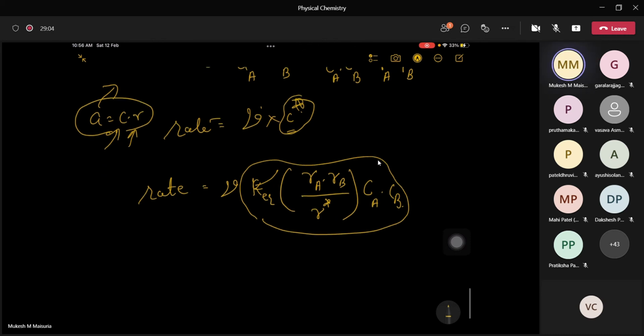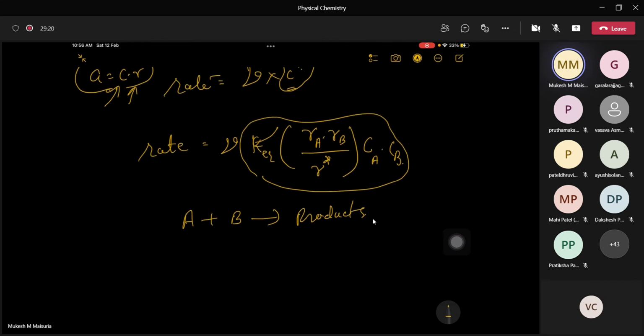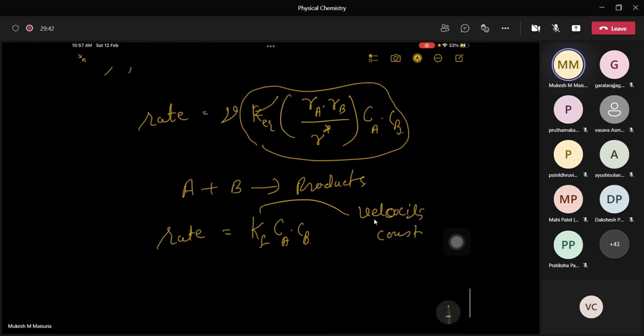Suppose we consider this simple elementary reaction, A plus B, which is converted into products. Consider the elementary reaction A plus B. So in this particular case, the rate is given by the constant into concentration of A, concentration of B. This is nothing but the velocity constant. Understand?